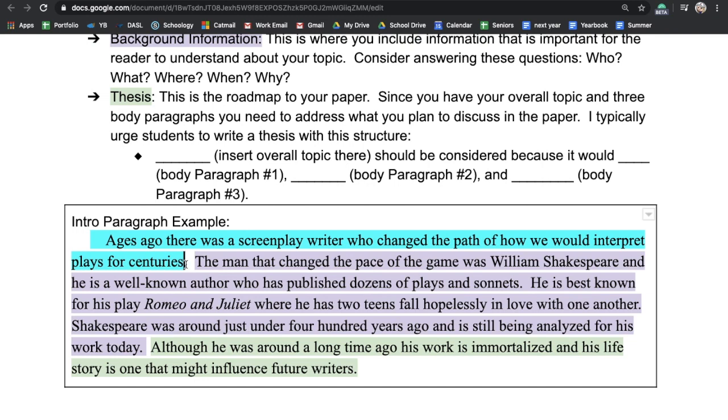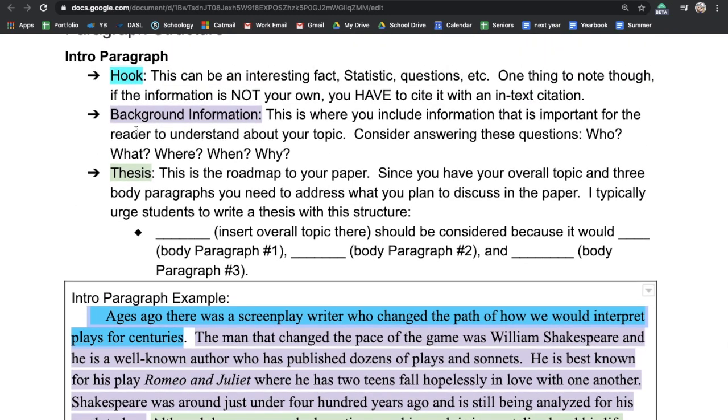So here's my example. Ages ago, there was a screenplay writer who changed the path of how we interpret plays for centuries. So this is my way of intriguing the reader by not bluntly saying exactly what I'm talking about, but whoever I'm about to write this about is somebody that has a huge impact on the world. So the next thing I need to include is background information.